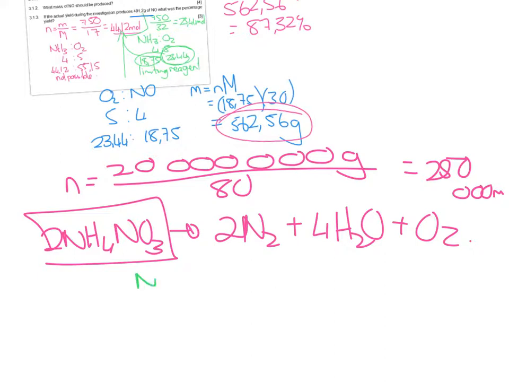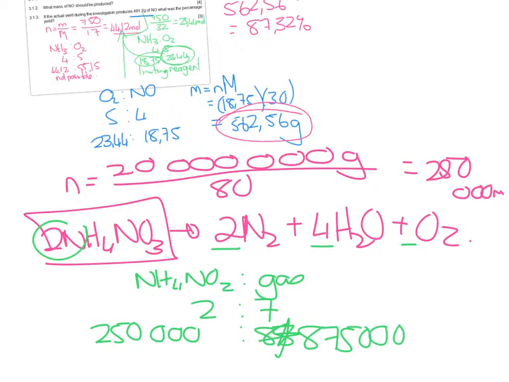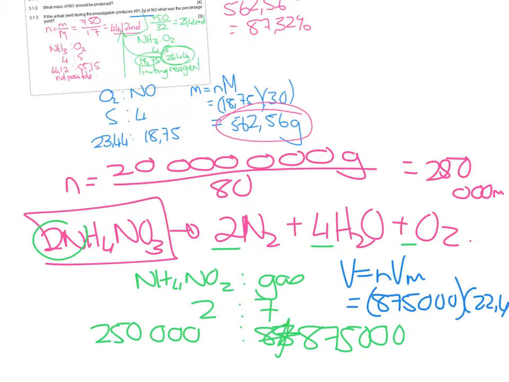They then asked, what is the total volume of gas? So I'm going to say NH4NO2 to gas is going to be 2 is to 7. And therefore I'm going to take the 250,000, divide by 2 times by 7, and I get 875,000, and then I'm going to say volume is equal to number of moles times molar volume, which is going to be 875,000 multiplied by 22,4, and I land up with 19,600,000 decimeters cubed.